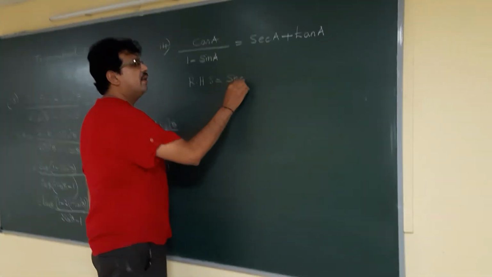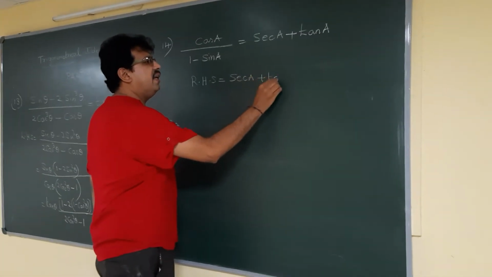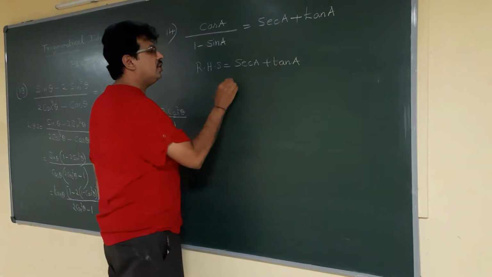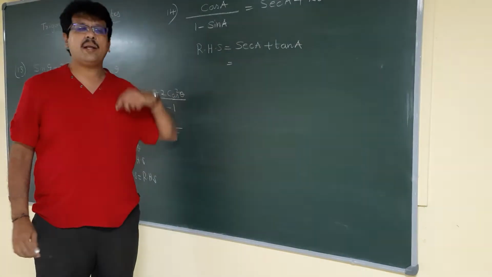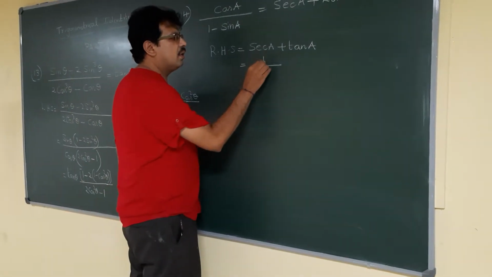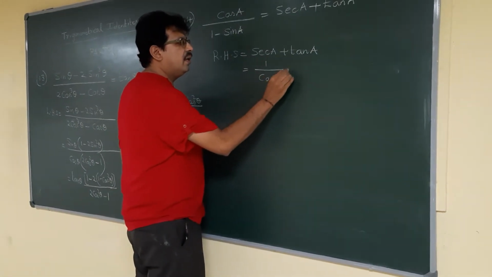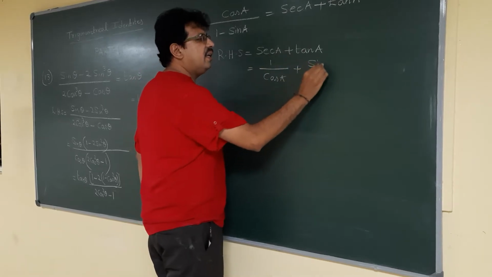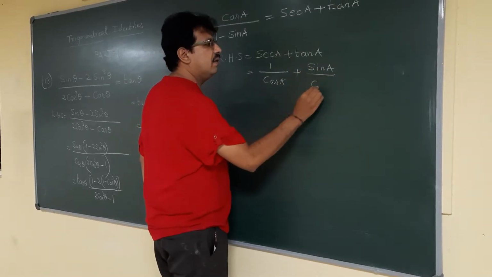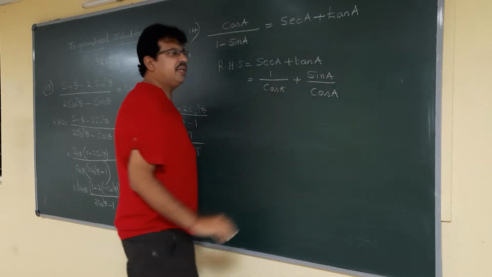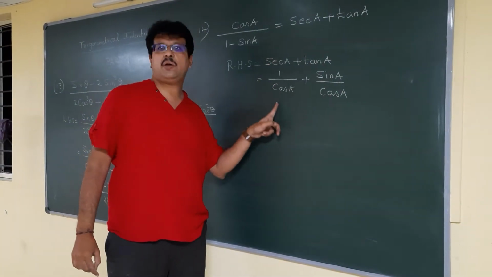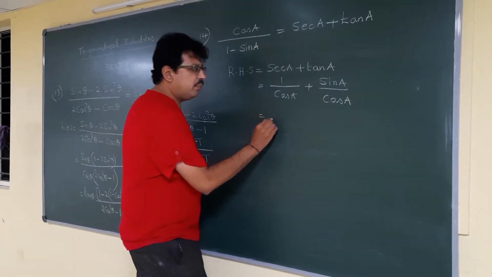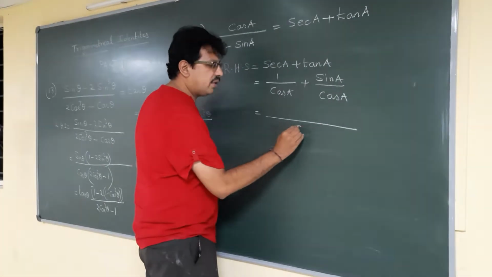Secant A plus tan A. See, you have to be very clear with the concepts. That is nothing but secant A is 1 by cos A. Tan A is sin A by cos A. So this is how you need to be very clear: tan A means sin A by cos A, secant A means 1 by cos A. So again the same thing, the denominators are same. So write cos A as it is.